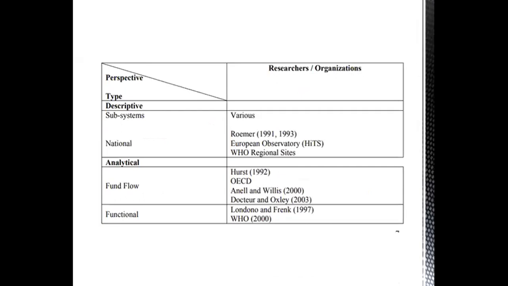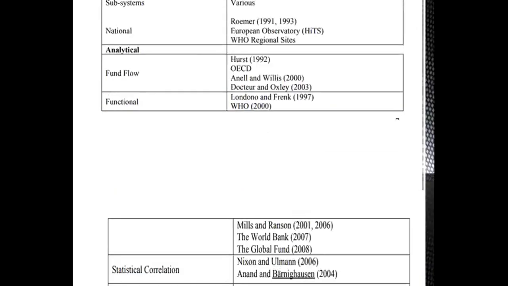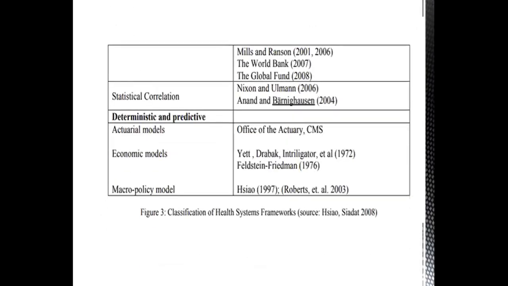There are types of prescriptive frameworks at sub-system and national level, Roemer's, European Observatory, WHO regional sites, and analytical fund flow and functional. First the OECD framework, Normand and Williams and Willis framework, Londono and Frenk, WHO 2000 framework. Statistical correlation includes Nixon and Ulmann framework, Anand and Hanson framework. There are also deterministic and predictive models, including actuarial model, Office of the Actuary CMS, economic model, and macro policy model.